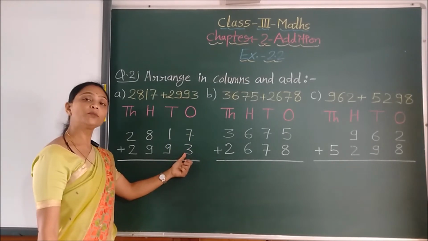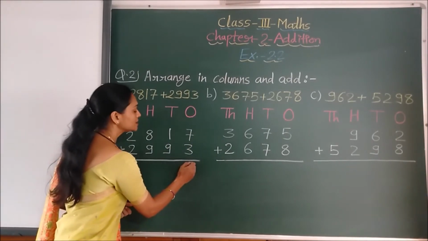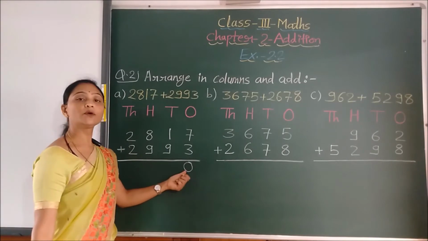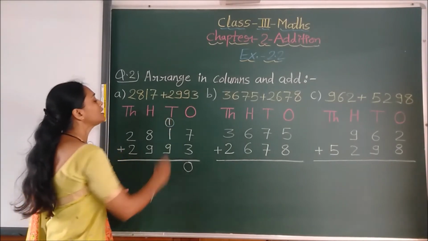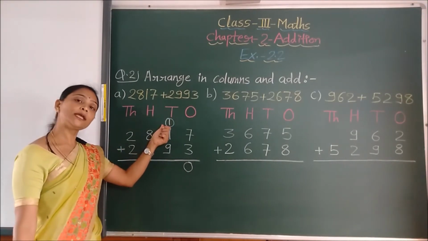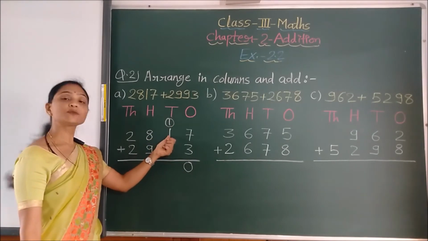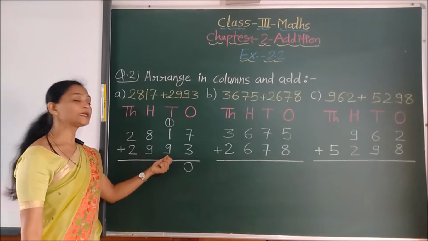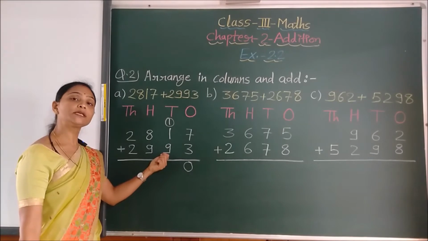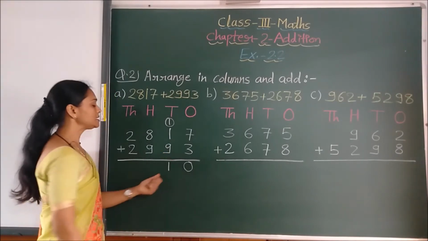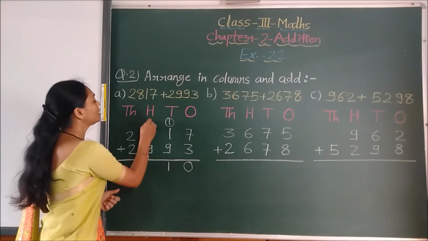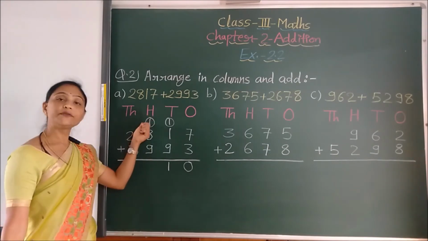7 plus 3, how much? 7 plus 3, 10. So we got here 0 and 1 carryover we got here. So it will go to tens place. Now 1 plus 1, 2, and 2 plus 9. 2 plus 9, how much it is? 11. So we have to write here 1, and again we got 1 carryover on hundreds place.